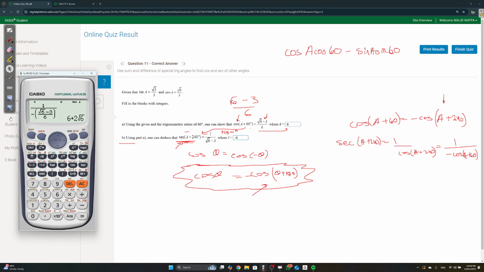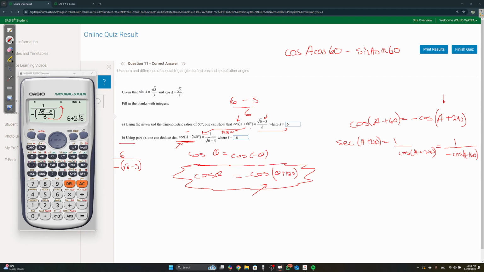Whoa. This is correct, but the calculator gives it to you in rationalized form. Let me show you how to do it. Don't panic. This is correct, but they don't want you to rationalize it. You have to do this manually. 1 over this. When you do 1 over something, you bring the denominator up, right? So you're going to get 6 over negative root 6 minus 3.